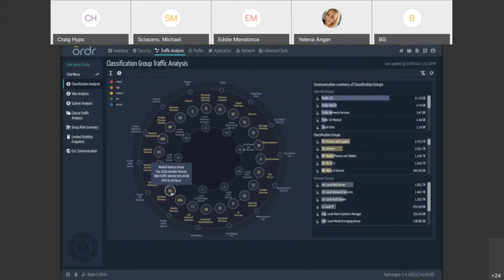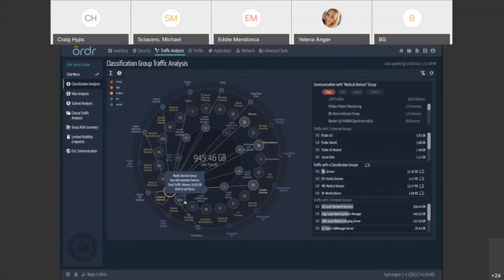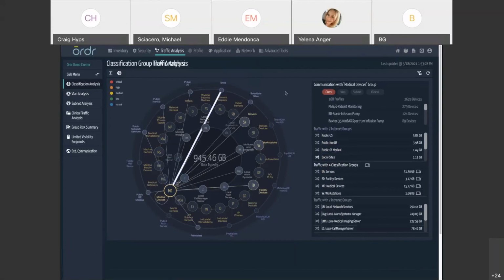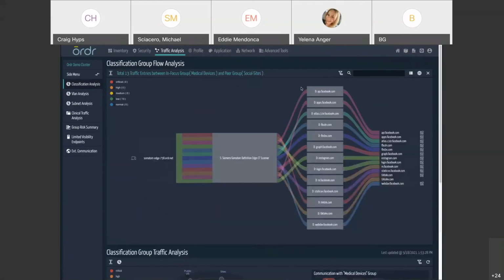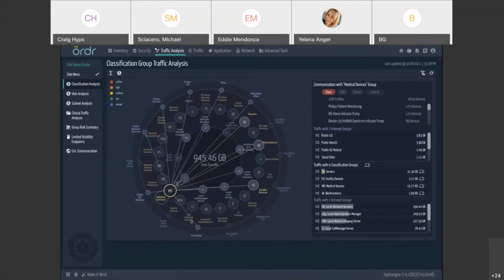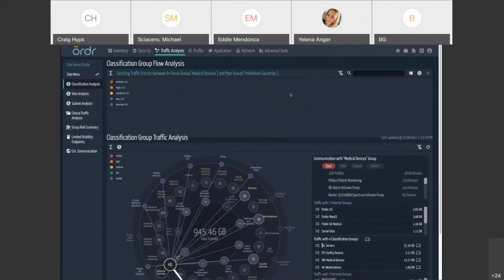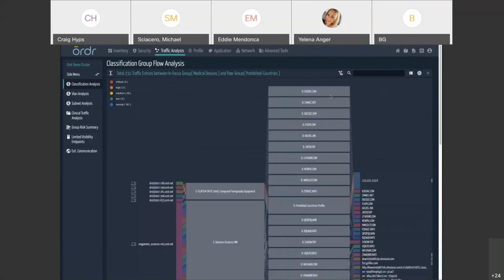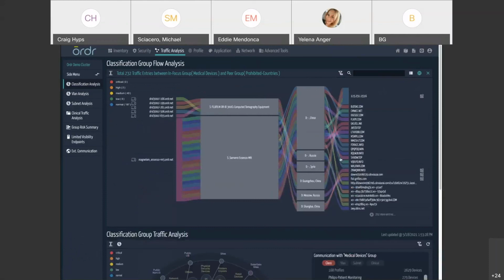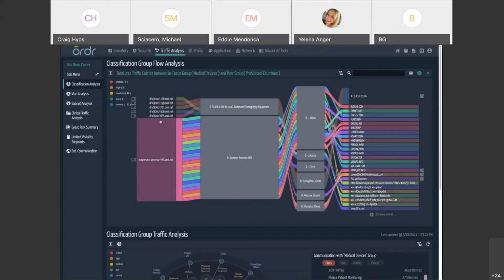So I can say, oh, I have medical devices that are talking to social media sites. What exactly? Here we have devices going out to Facebook and Instagram and TikTok, being able to look at maybe it's prohibited sites, and understanding what are the things and locations that these devices are communicating. So I have two devices which are obviously talking to sites that we probably didn't want, and being able to leverage that for segmentation.